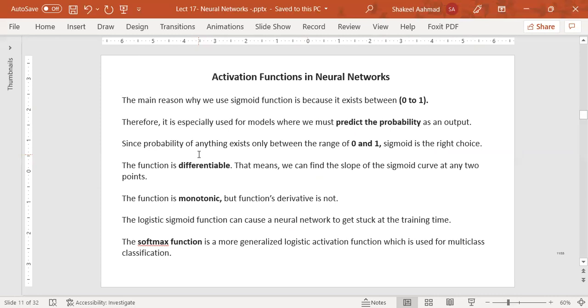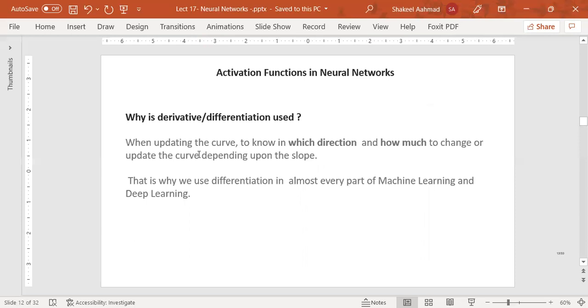The sigmoid function is differentiable. That means we can find the slope of the sigmoid curve at any two points. The function is monotonic, but the function's derivative is not. The logistic sigmoid function can cause a neural network to get stuck at training time. The softmax function is a more generalized logistic activation function, which is used for multi-class classification.